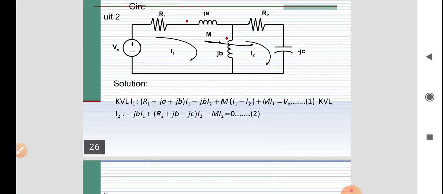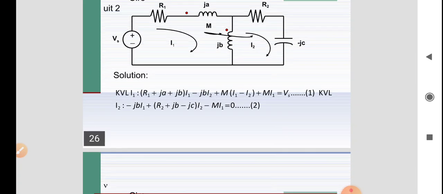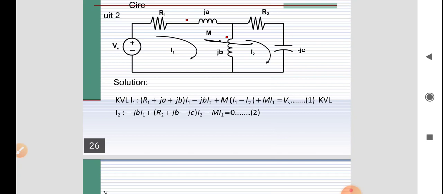But for the opposite current, as I am writing the mutual inductance for the first dot, in the first dot the current is only I1, but in the second dot the current is I1 minus I2, so I am writing plus M into (I1 minus I2). Similarly, if I am writing for the second dot, the current flowing in the second dot, the I1 current is flowing from dot to coil.